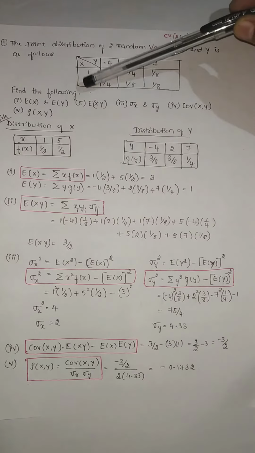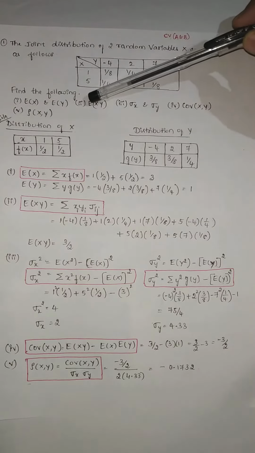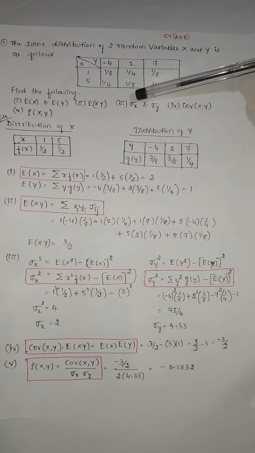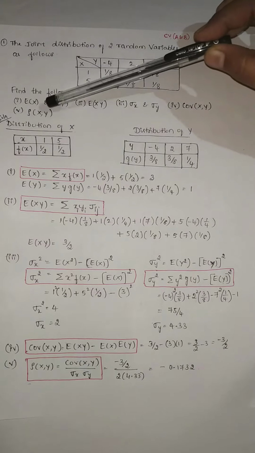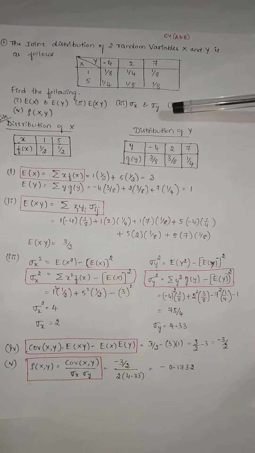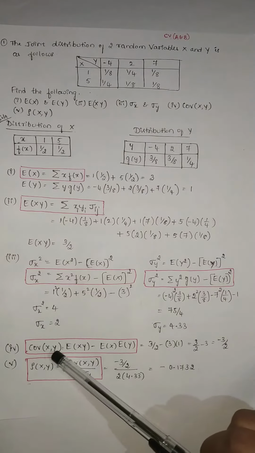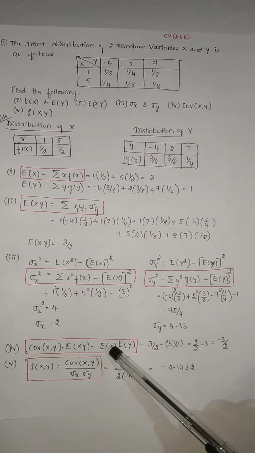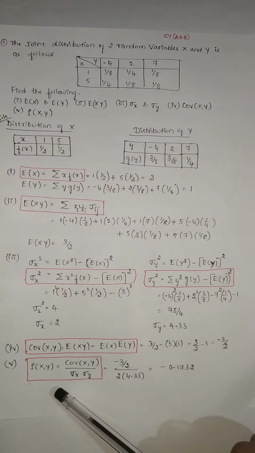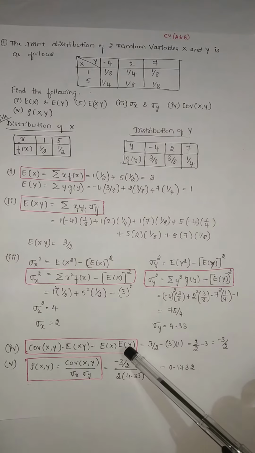You need to find E of x, that is expectation of x, expectation of y, expectation of xy, standard deviation of x, standard deviation of y, covariance of x and y, and correlation of x and y. To find covariance and correlation, you have this formula: covariance of x and y is equal to E of xy minus E of x into E of y. So we need to find E of x and E of y first.